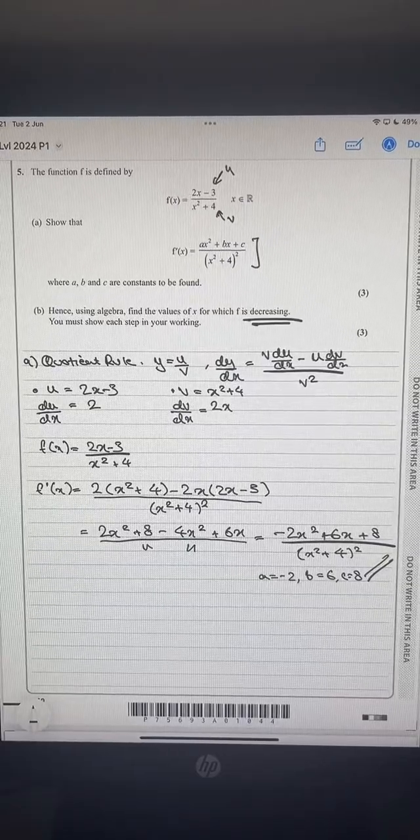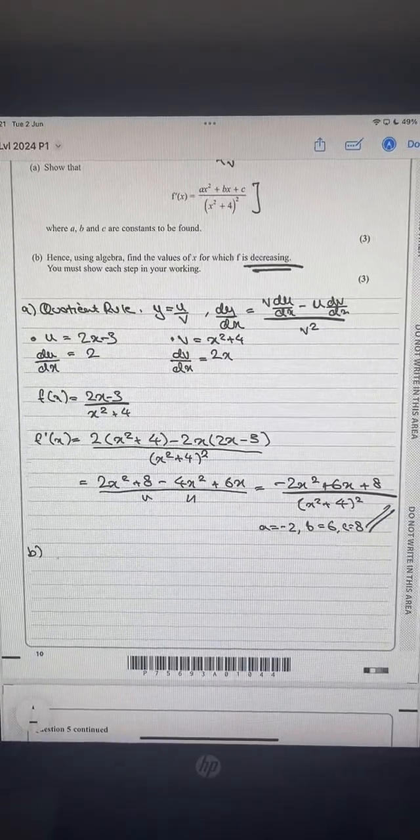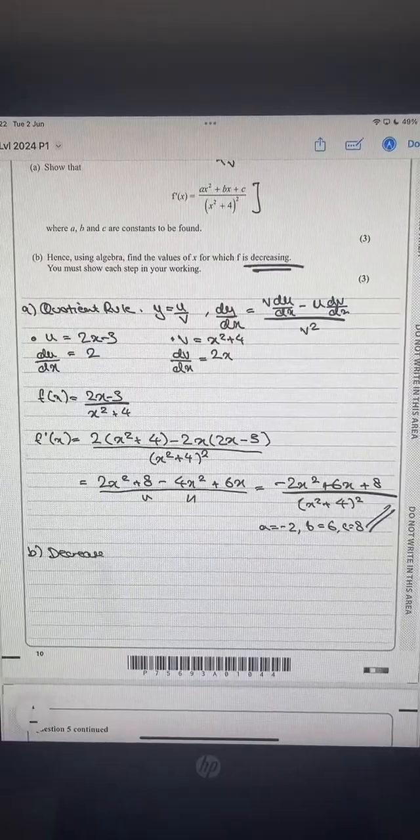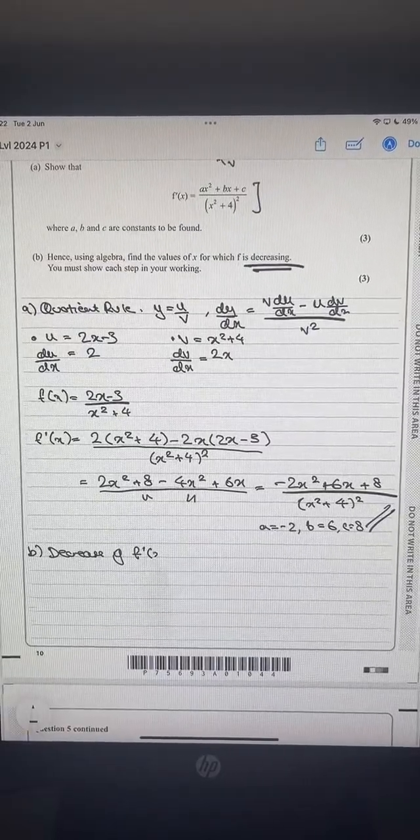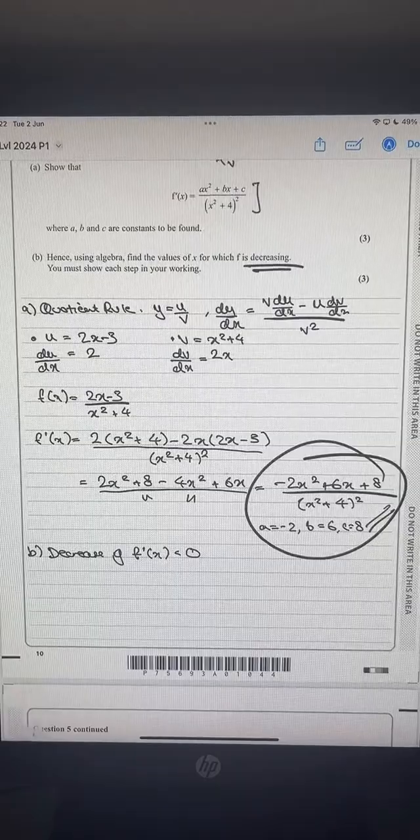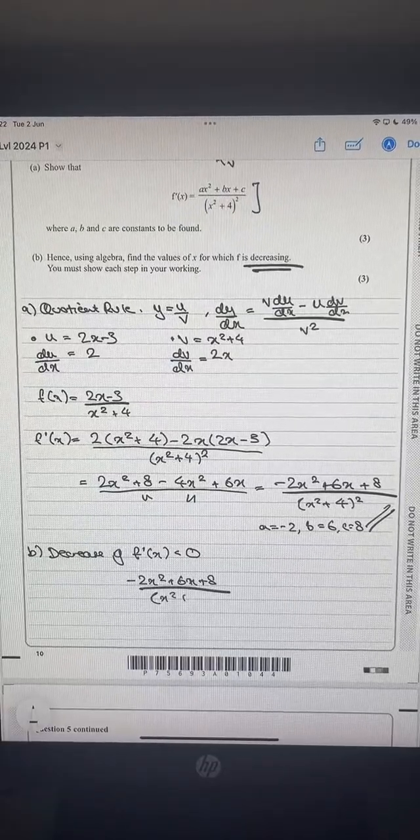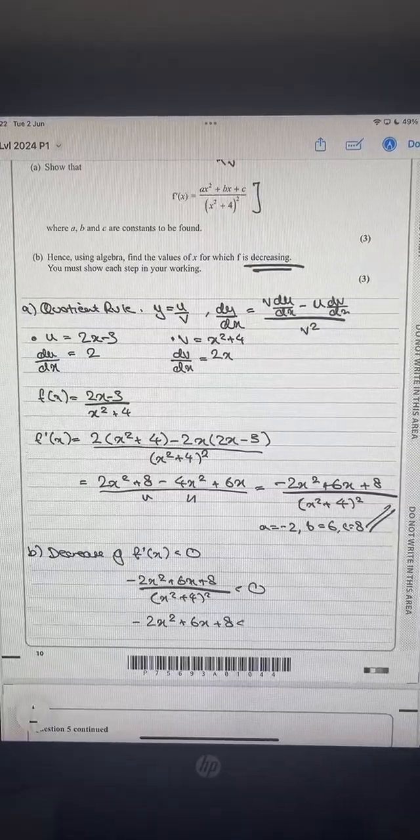So when we see decreasing, we're thinking negative gradients. So we should remember from year 12 differentiation, we decrease if f dash of x is less than 0. The gradient is negative. So we know that my gradient function is this thing I found over here. So I'm going to say that minus 2x squared plus 6x plus 8 divided by x squared plus 4 whole squared is less than 0. Well, I can just multiply out by the denominator. So minus 2x squared plus 6x plus 8 is less than 0.